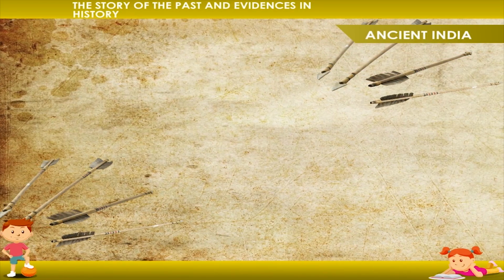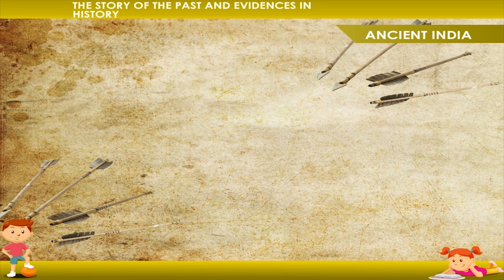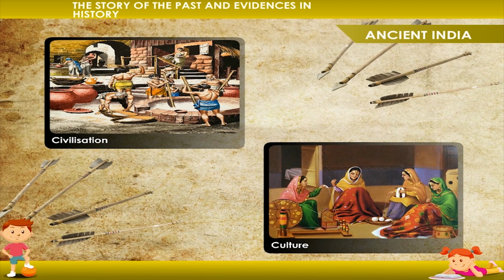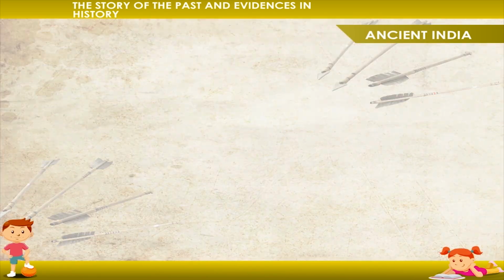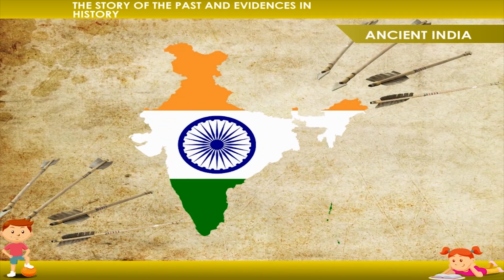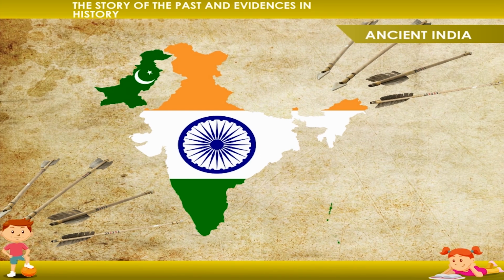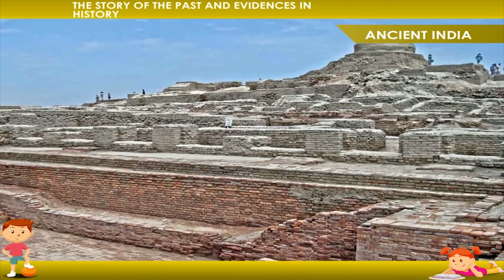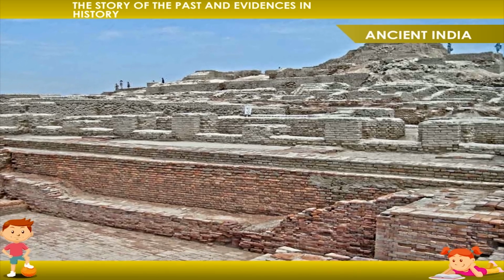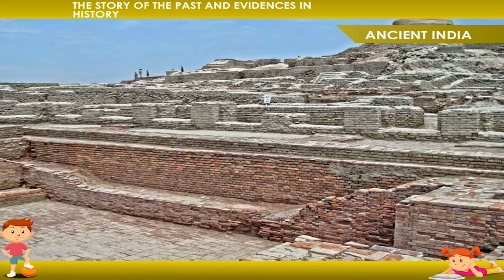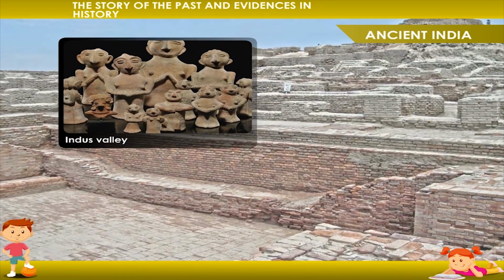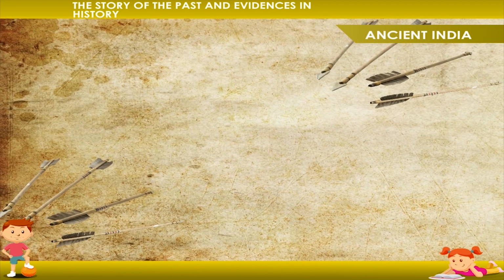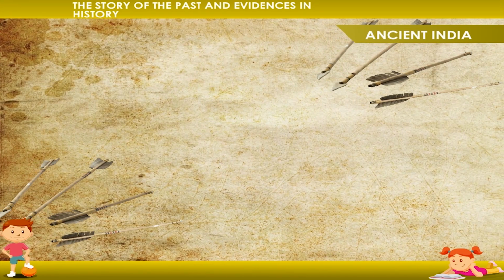Ancient India. Ancient India has a long-lived civilization and culture. It covered several countries, including our present India and neighboring countries like Pakistan and Bangladesh. The civilization of ancient India is known by many names, such as Indus Valley and Harappan Valley civilization. It began around 3000 BCE.